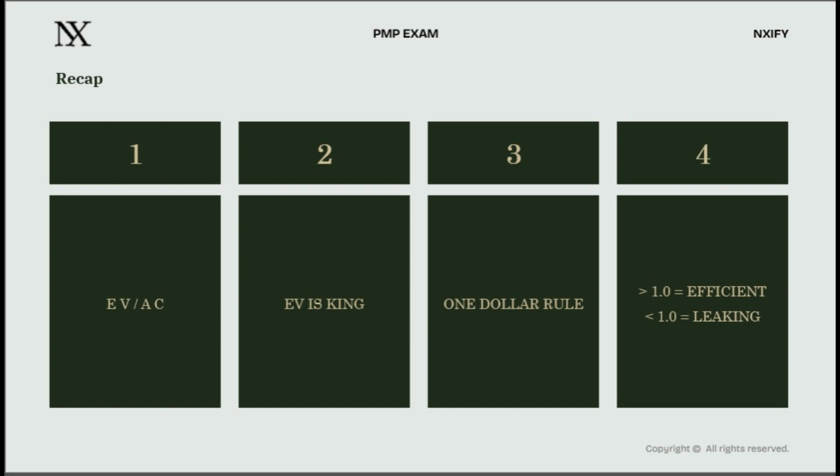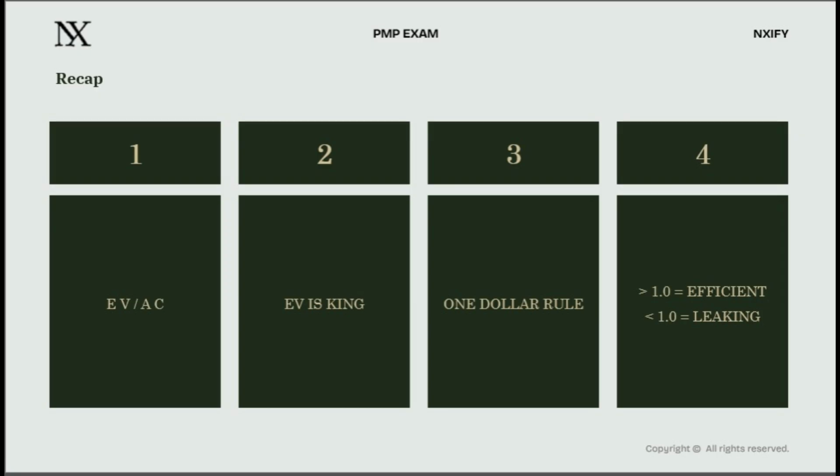2. The king rule. Earned value is always the numerator. Always. In every index formula in the entire EVM framework, earned value sits at the top of the fraction. It is not a convention, it is the rule. Get this order right, and every performance index you encounter will fall into place automatically.